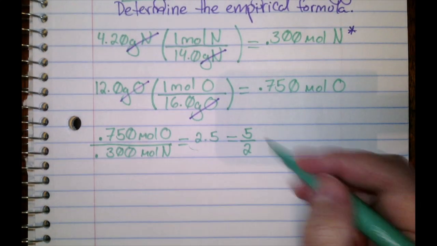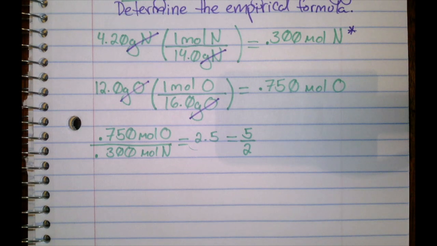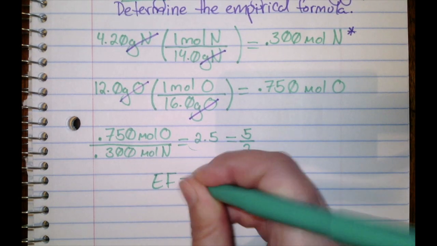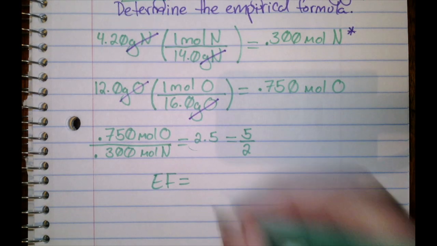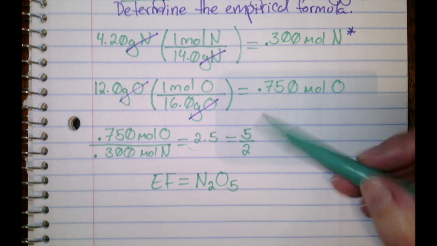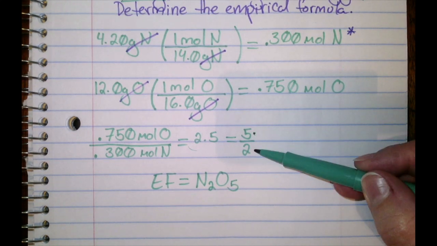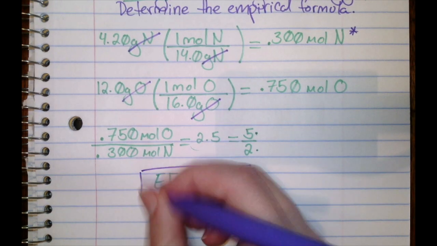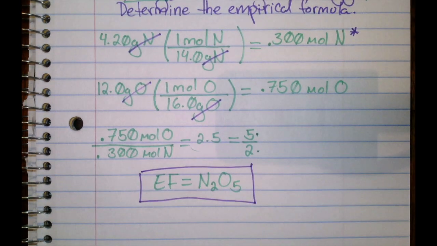But now that we have this ratio, we know what our empirical formula is going to be. In this case, our empirical formula is going to be N2O5, because it's 5 parts oxygen to 2 parts nitrogen for this compound, which means our compound in this sample is dinitrogen pentoxide. And that's how you determine the empirical formula for a sample.